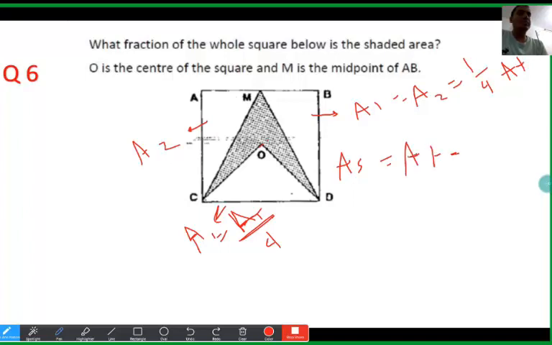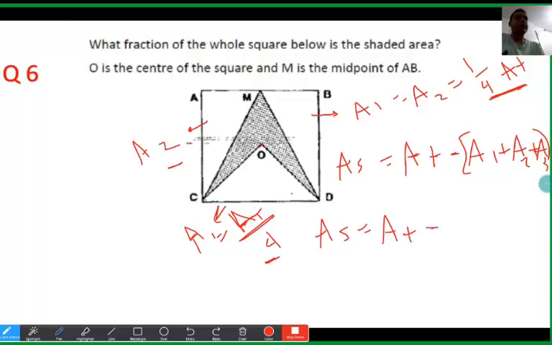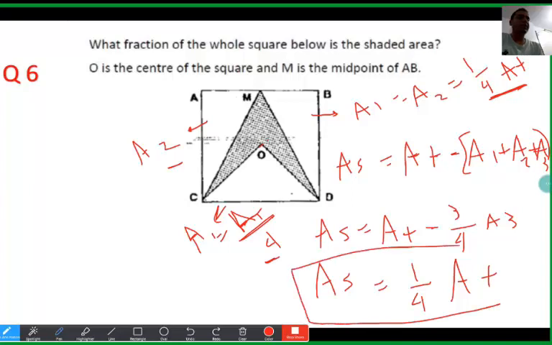Okay, so we can say now the shaded area equals the total area of the square minus A1 plus A2 plus A3. That means A shaded equals A total minus a fourth of AT plus a fourth of AT plus a fourth of AT, which is 3/4 of AT. So the shaded area is a quarter of AT. This is the fraction. That's it.